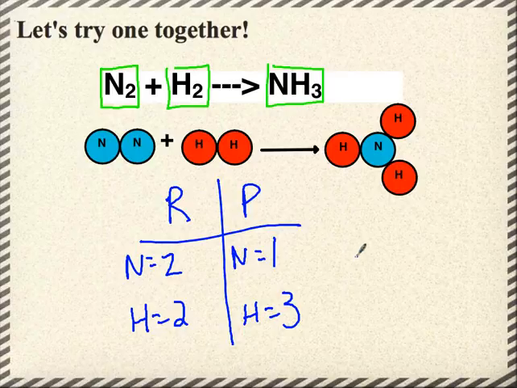Okay? So, I'm going to look at it and go, all right, I've got nitrogens that are messed up. I've got hydrogens that are messed up. The question becomes, where do I start? Right? What I want to do is I want to first do my nitrogens. I want to see if I can get that. So what do I do over here? I'm going to put a 2 out in front of it, right?